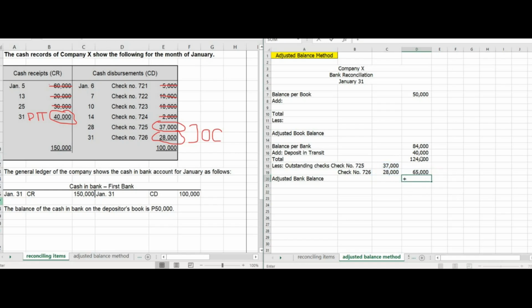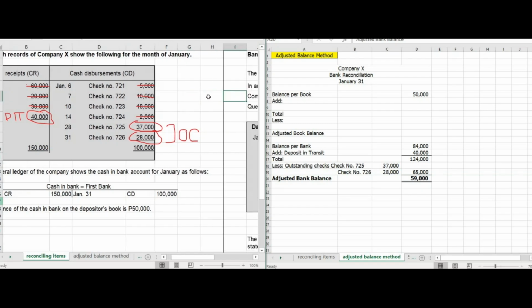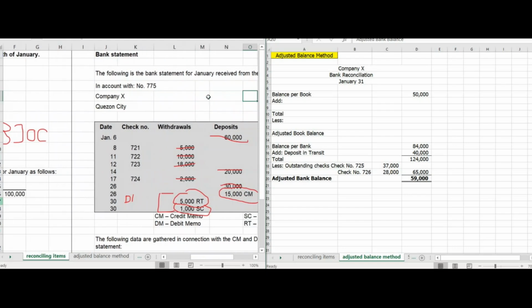So, magkano yung adjusted na bank balance? That's 124,000 minus 65,000. So, you'll have 59,000. Okay. So, ito yung adjusted bank balance natin. Nauna nating makompute ang adjusted bank balance kasi mas nauna natin na-identify yung mga deposit in transit tsaka outstanding checks. So, punta naman tayo sa mga book reconciling items.